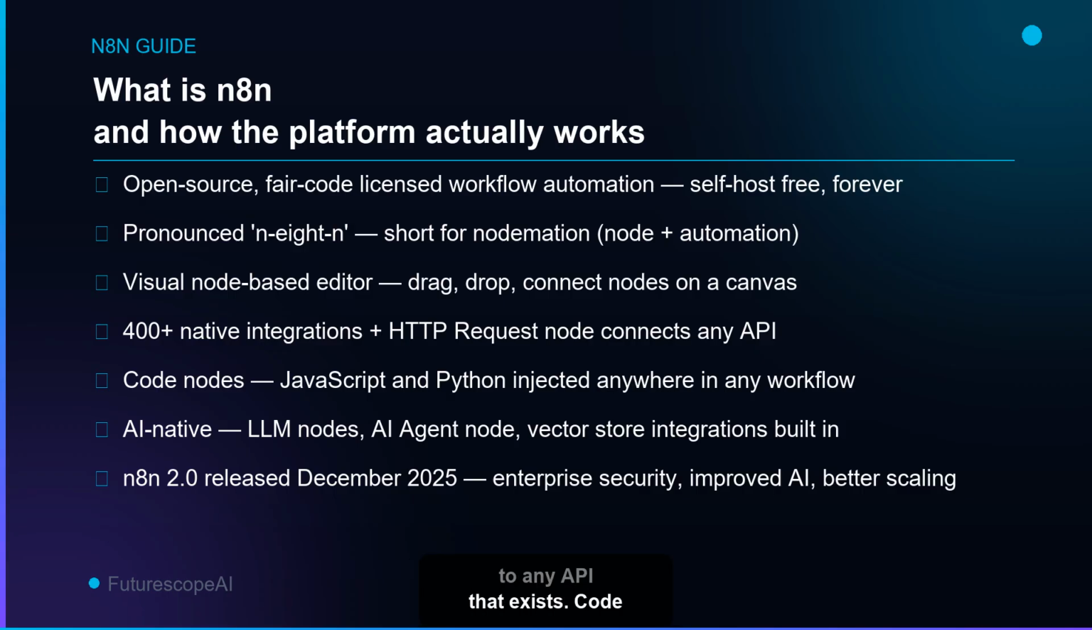Code nodes let you inject JavaScript or Python directly into any step, no workarounds, no third-party logic layers. And n8n is AI native, LLM nodes, the AI agent node, and vector store integrations are built into the platform. n8n 2.0, released in December 2025, brought enterprise security by default, improved AI agent performance, and better scalability for high-volume deployments.